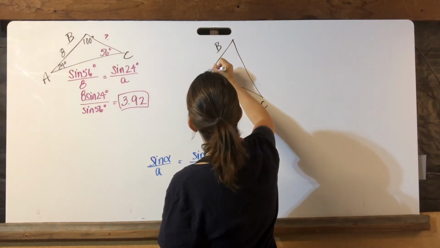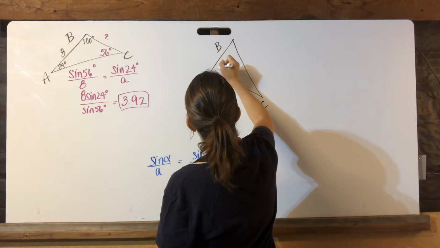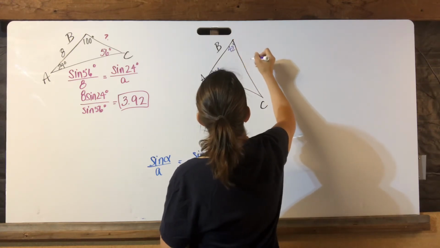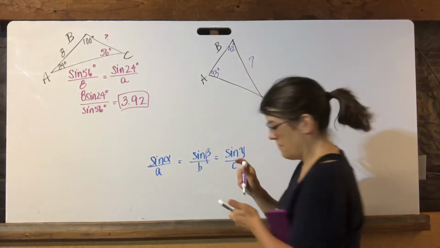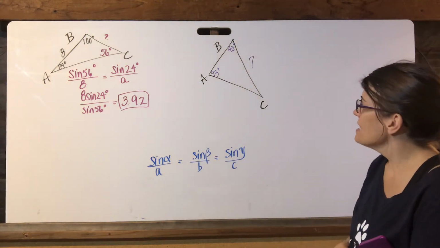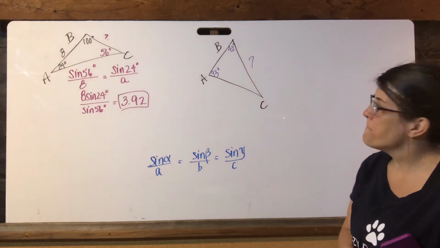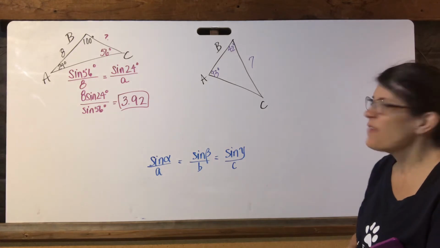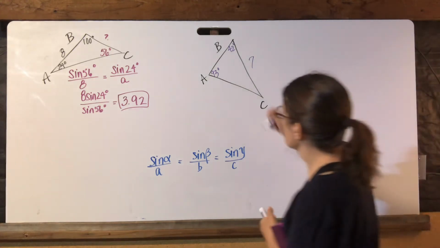Angle, let's say 93. Angle, angle, side. That's a 7. Okay, let's find B. Let's find, no, that's not. Let's find C. Let's find C.